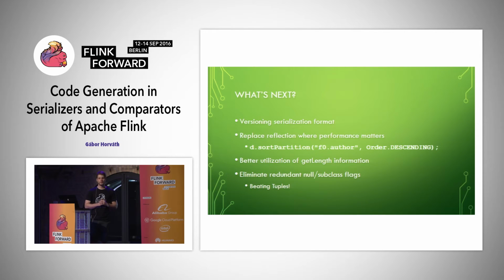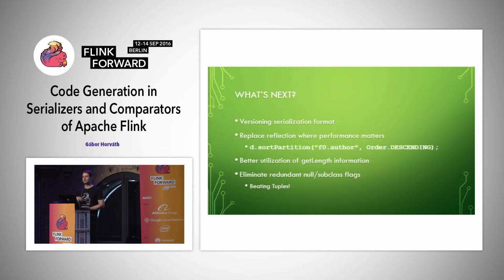Okay, so what should we do next? Well, one of the biggest advantages would be to version the serialization format, because this way we would be able to change it and do optimizations at code generation time that change the serialization format. And also it would be great to eliminate the reflection from field selectors, because that can also give us a very good performance improvement.